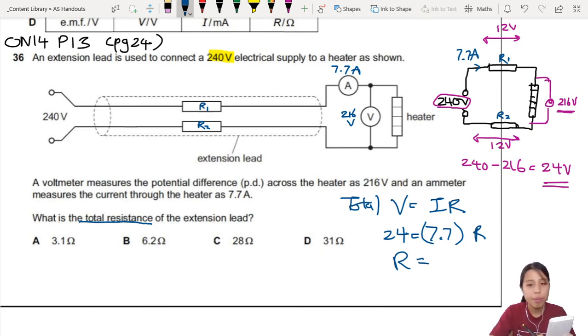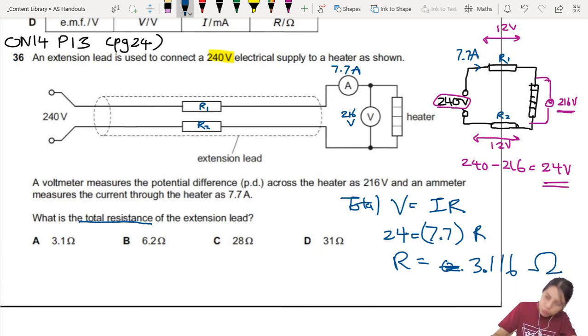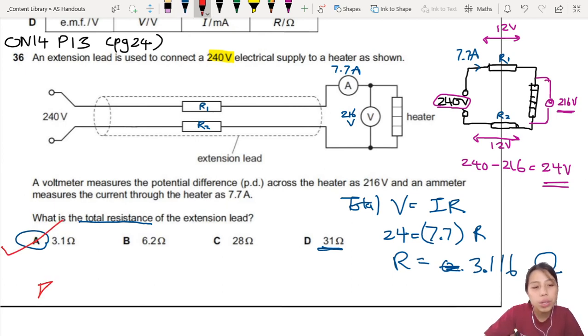So, 24 divided by 7.7 is 0.3116. 2.4 pula, 24. Sorry, pressed wrong. I said, wow, that's a very small resistance. 3.116 ohm. My head is blocking the ohm. So you look, 3.1. Wow, this one very tricky. They put 31. So if you type wrong decimal like me, then wrong already. So here, 3.1. Moral of the story, circuits may look complicated, but redraw or simplify whenever you can.